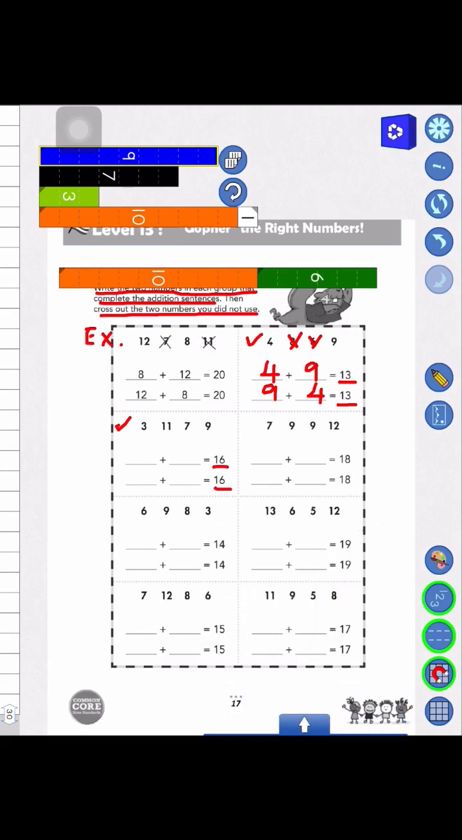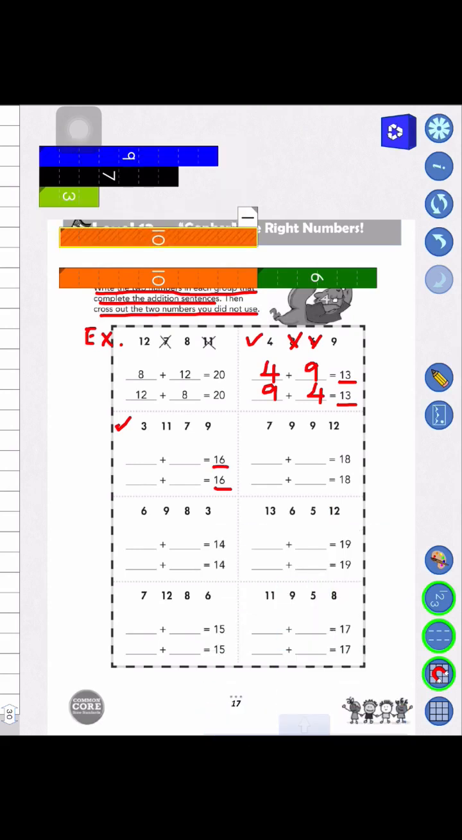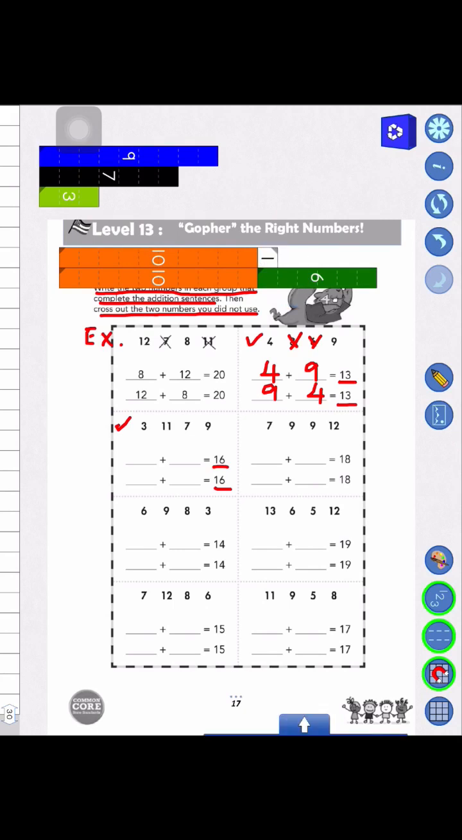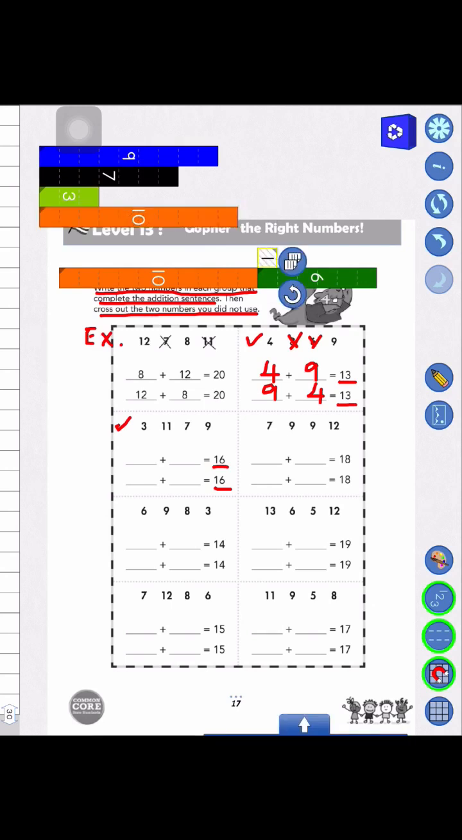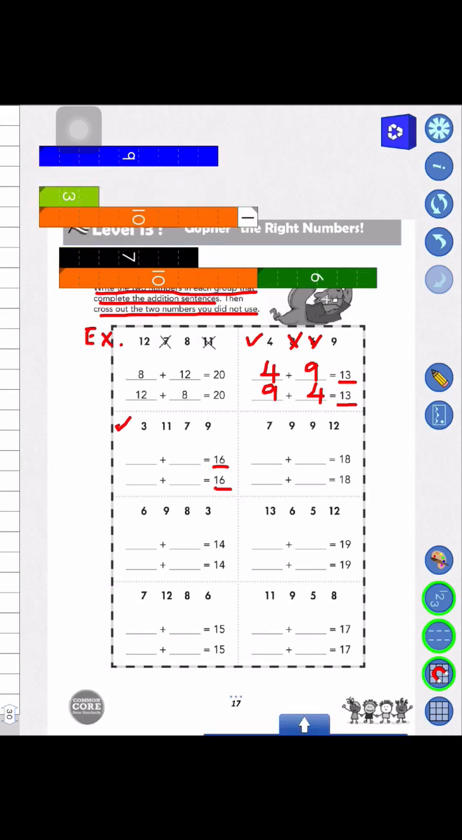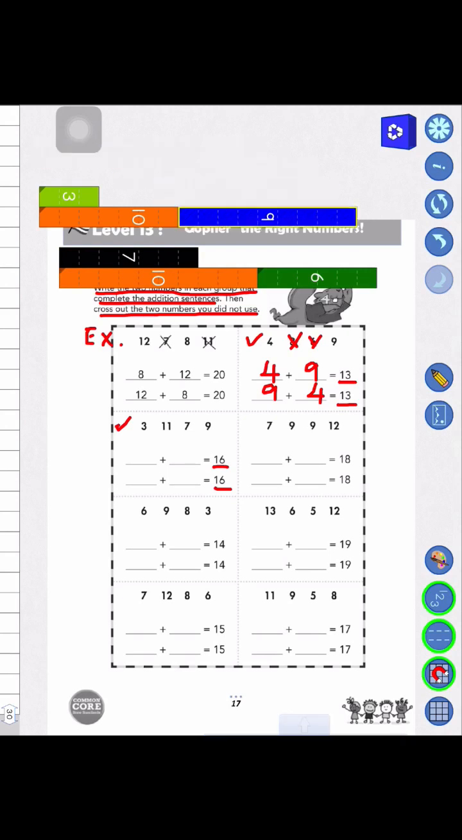Okay, so which two numbers should we try first? Maybe we can try 11 first. Between 16 and 11, there are 5 square difference, but there is no number 5, so this is not the correct answer. So how about number 3? Between 16 and 3, there are 13 square difference, but there is no number 13, so this is not the option. Okay, that means we need to try number 7.